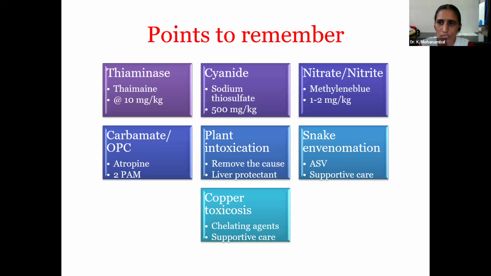In case of carbamate and OPC, atropine is the drug of choice at 0.2 to 0.5 mg per kg IV. In case of OPC, if presented early and we know it is OPC poisoning, then we can go with 2-PAM. In case of plant toxicosis, there won't be a proper antidote. We have to remove the source and give supplements, liver protectants and hydration, and elimination of the toxin with the help of a laxative is important. For snake envenomation, polyvalent anti-snake venom along with supportive care. For copper toxicosis, chelating agents and supportive care are very important.